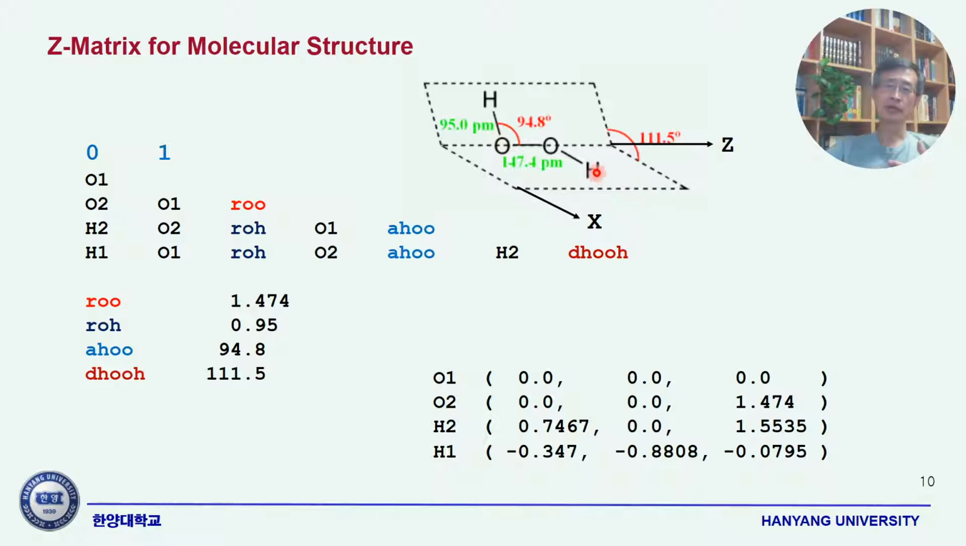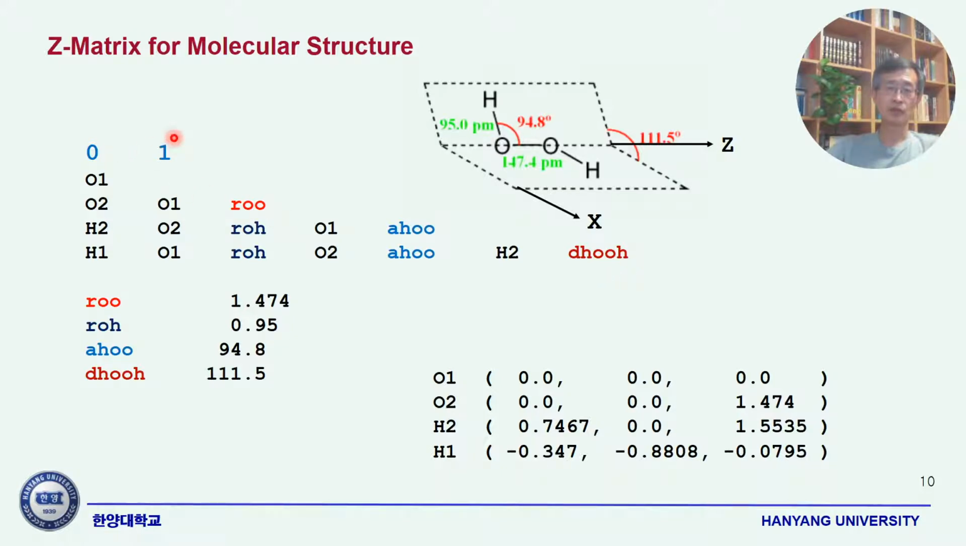Or how you obtain it is that you look from this direction, through this O-O axis, and then measure the angle between this OH bond and this OH bond. I'm looking from this direction with a clockwise rotation. Rotate by 111.5 degrees and you will meet this OH bond. So that's the H1-O1-O2-H2 dihedral angle. This is the bond distance or bond length, bond angle, and dihedral angle.